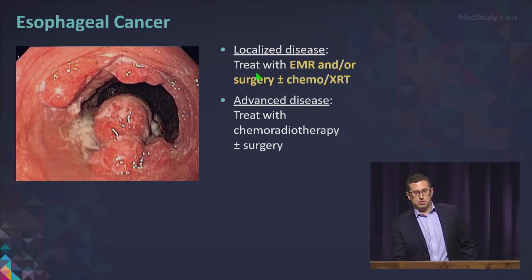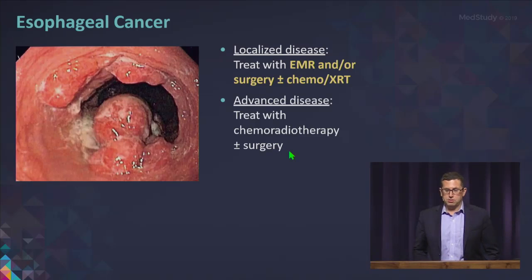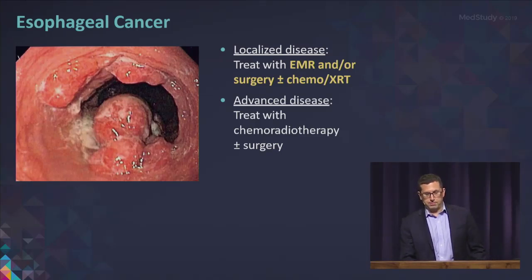This is a nasty picture of an esophageal cancer here. And as I mentioned, sometimes we're able to treat much smaller cancers than this with endoscopic mucosal resection. If they're larger, they may need esophagectomy and chemo and radiation treatments. If the disease is advanced, generally you'll treat with radiotherapy and surgery, or no surgery if the patient's not a candidate.